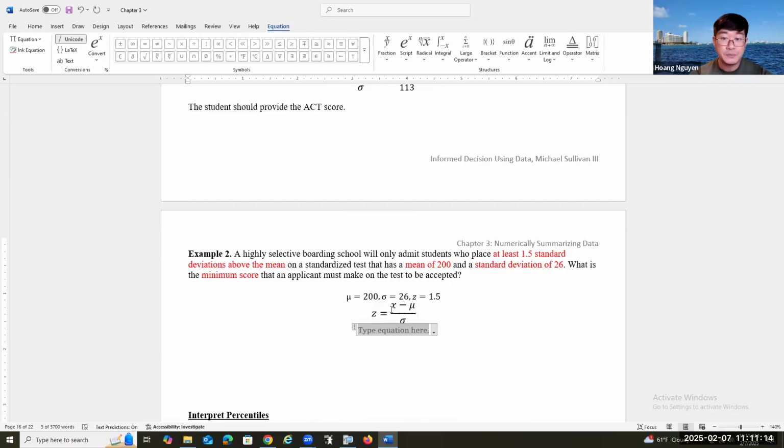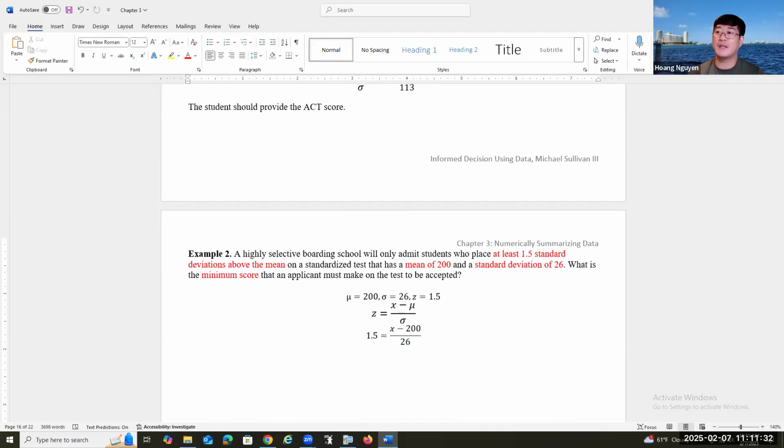So we know the z-score is 1.5. And then on the numerator, we don't know the test score. We know the mean is equal to 200 and the standard deviation is equal to 26. Okay, so now this is going to be the algebra equation. Can you guys solve this for x then? What are you going to do to solve this equation for x?